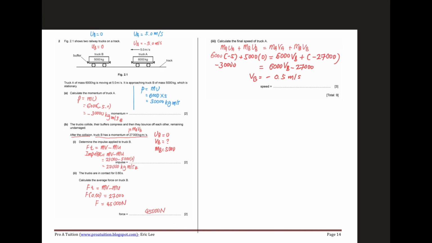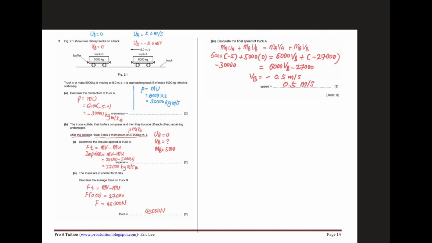Negative 0.5 is reasonable because you know truck B moved to the left. So getting negative value is reasonable. But they ask for speed. So speed is scalar quantity. We just put the 0.5 only. No need the negative.